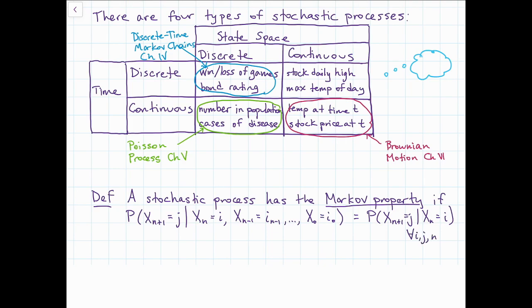Let's break this down a little bit. On the left here, we have the future of the process, so where the process is going to be one step from now. Here is what we could call the present. And then the rest of these values here is the past history of the process.